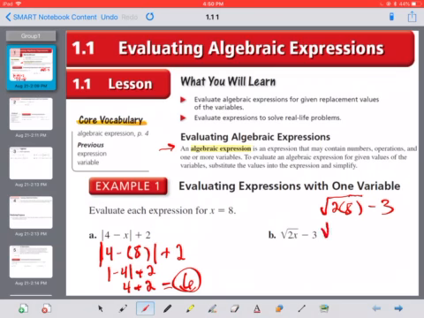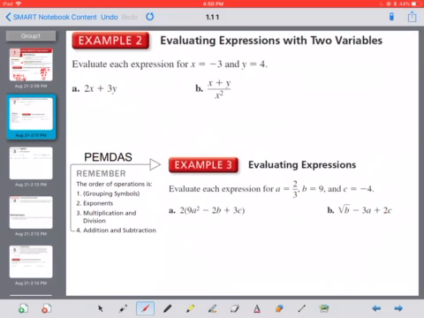So 2 times 8 is 16 minus 3. Square root of 16, what number times itself is equal to 16? Well, that would be 4. 4 times 4 is 16. So the square root of 16 is 4. 4 minus 3 is 1. And that's all it takes to evaluate an expression with one variable when you substitute. It's that easy. Now let's look at what happens if we have two variables.